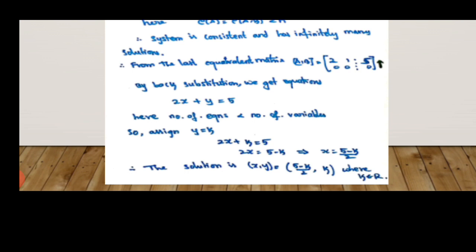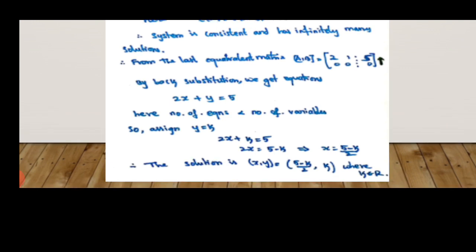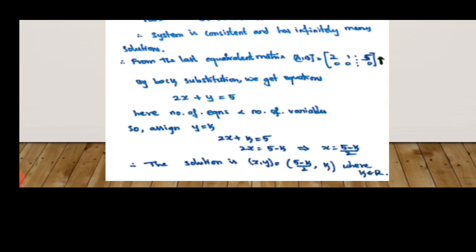So we have to make it equal. So eliminate any one variable. The choice is yours. You can put either x equal to k or y equal to k. So here I am going to apply y equal to k.